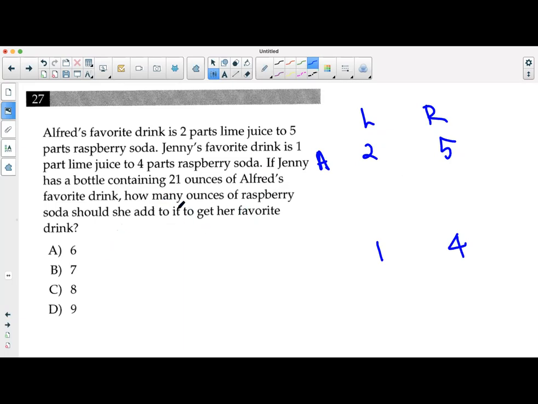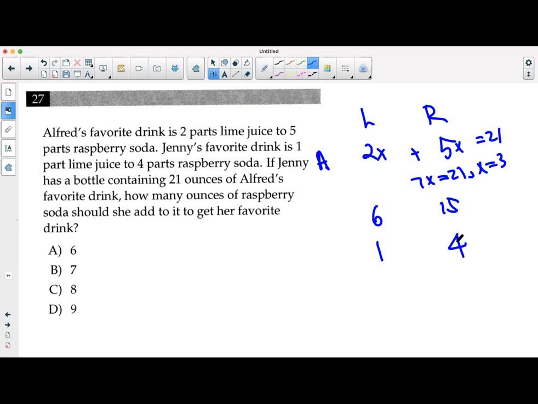So basically what's happening is this. This is 2x and 5x, which add up to 21. That's how much she has at this point. So 7x equals 21, and you realize that x equals 3. Since x equals 3, what she actually has is 3 times 2, which is 6 ounces of lime juice, and 3 times 5, which is 15. That's the ratio that she has.